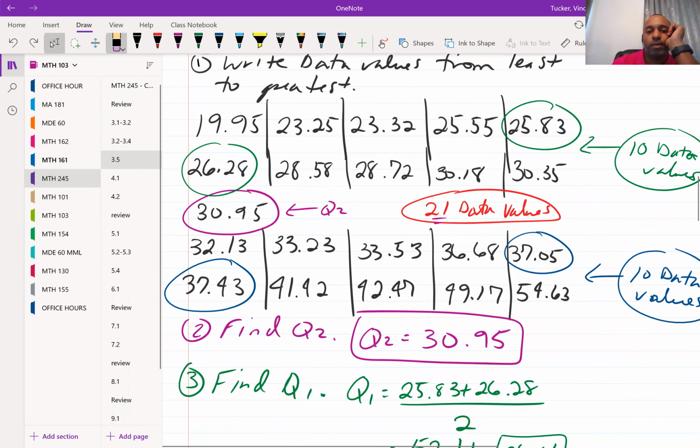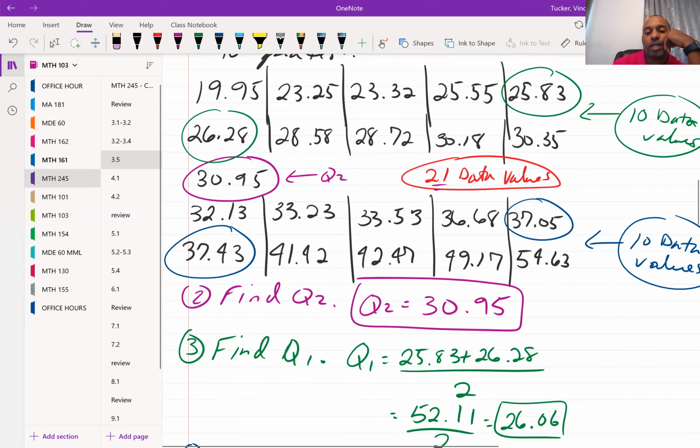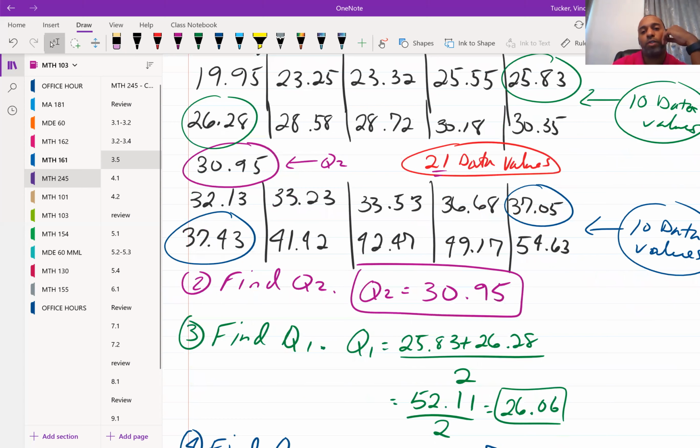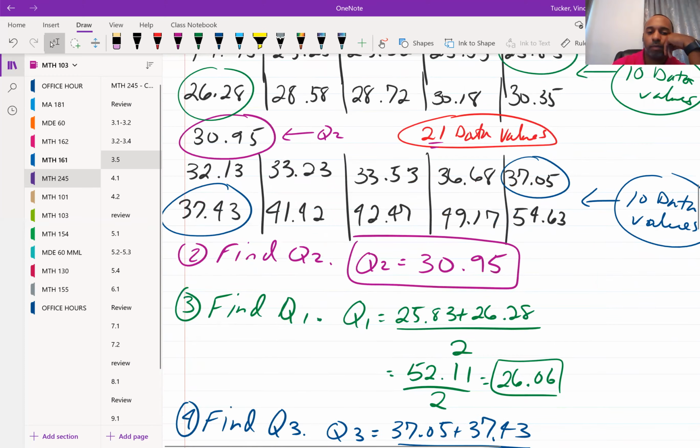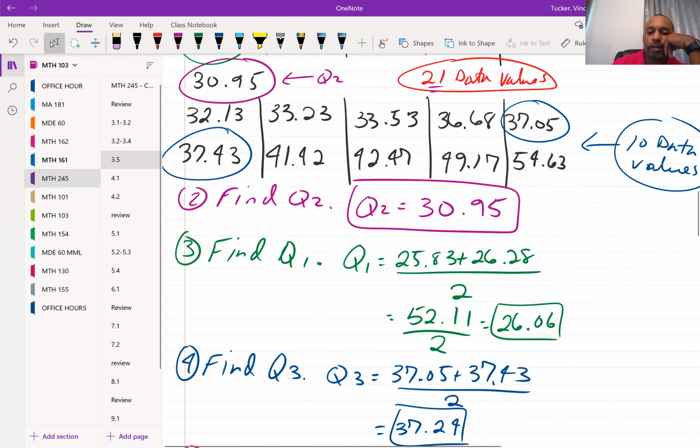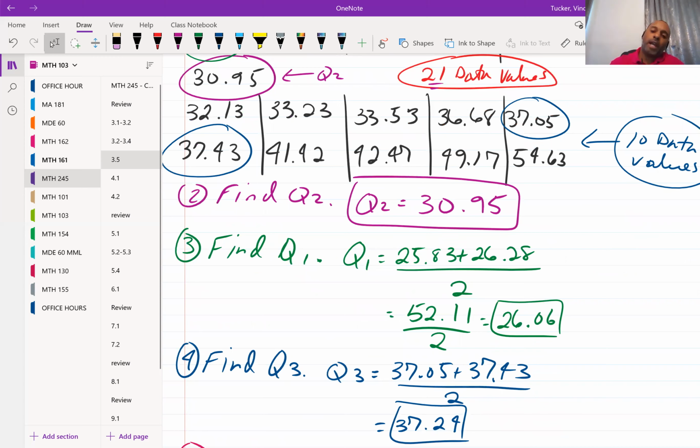Now Q1, because I have 10 data values in my first half of data, that's an even number. That means I need to take my two middle values, add them, and divide by 2. So that's how I get 26.06 for Q1. For Q3, we have to do the same: take the two middle values, add them together, divide by 2. That gives us 37.24.